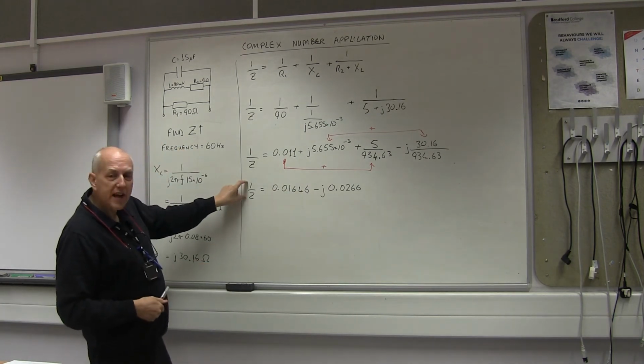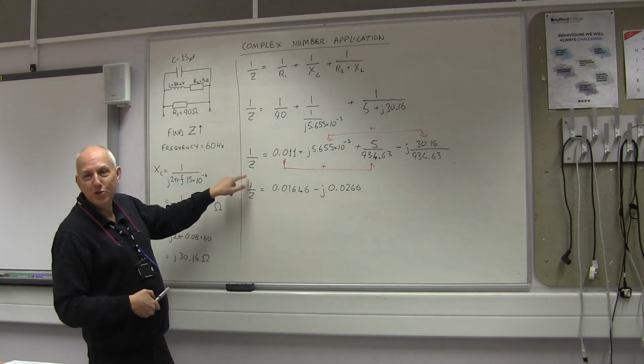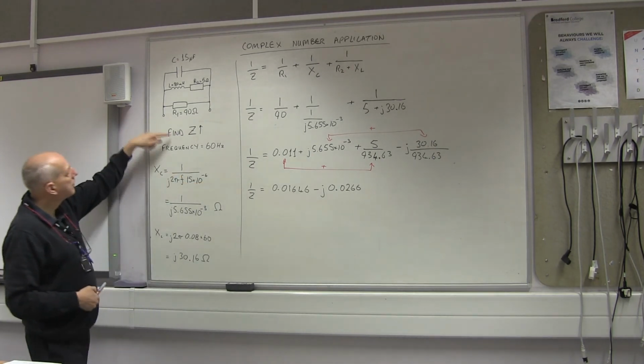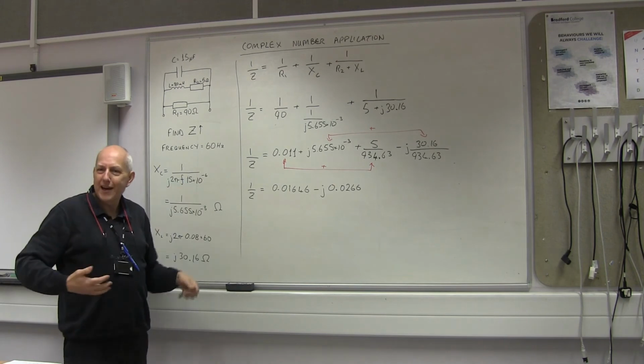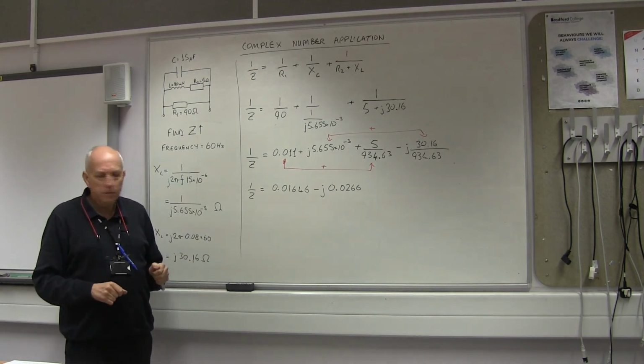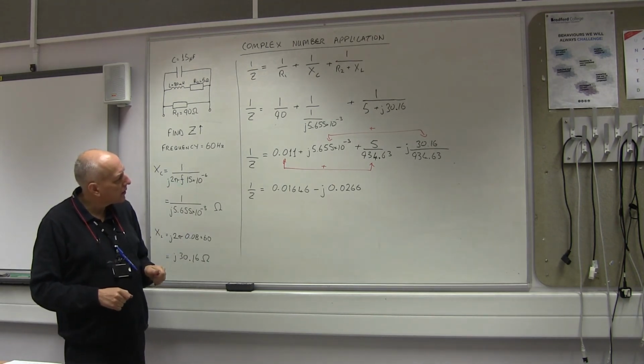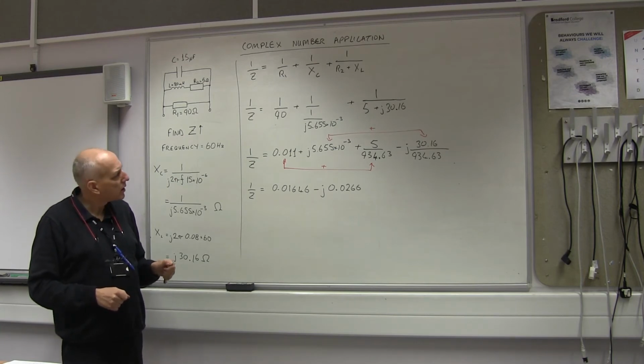So that's 1 over Z, but we don't want 1 over Z. We want Z. That's what we're looking for. Find Z, not 1 over Z. So this is the bad news. You've got to do it all again. I've got a slightly different 0.01634 now, because you've not used a rounded up number.